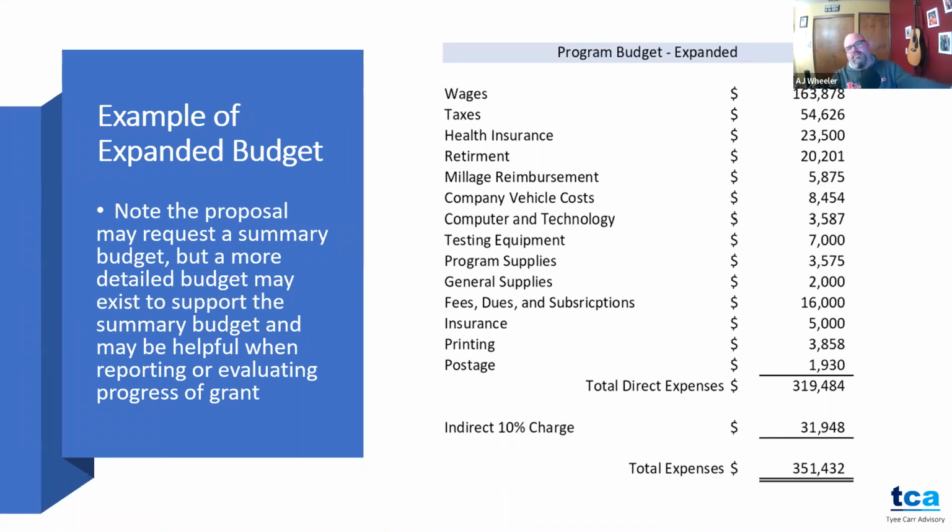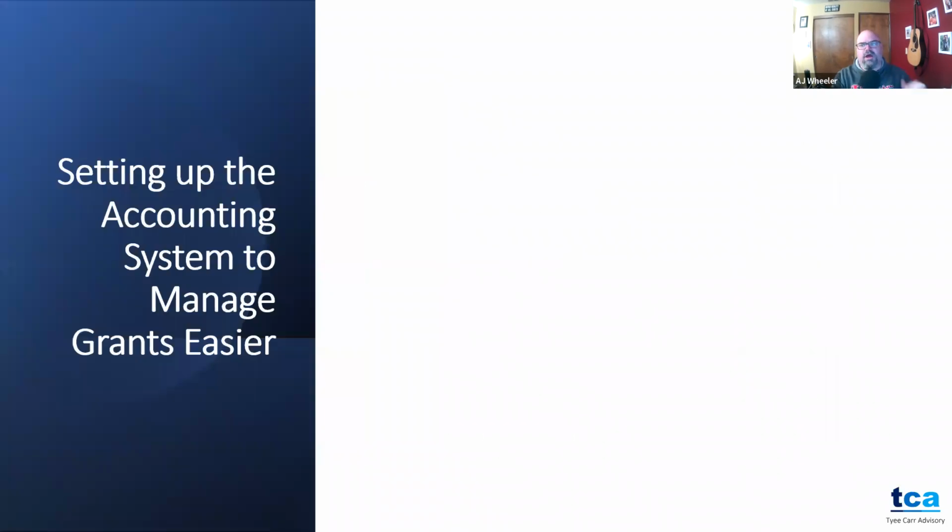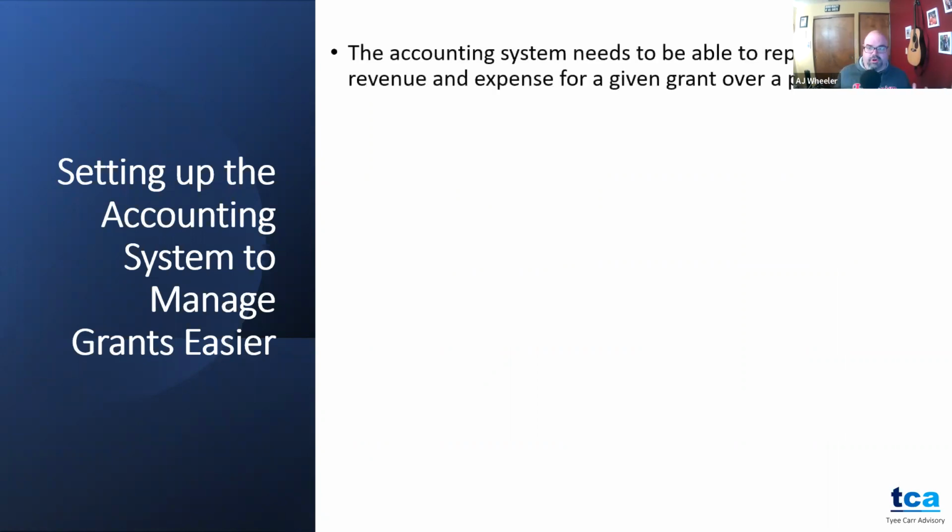So, how can the accounting system be set up to manage that more easily? There's a couple of schemes or ways that the accounting system or your accounting department will do this. The crux of it is the accounting system needs to be able to report the amount of revenue and expenses for a given grant over a period of time. This can be difficult if you have multiple grants that are funding one program, and the way that your accounting system is set up is to do it by program.